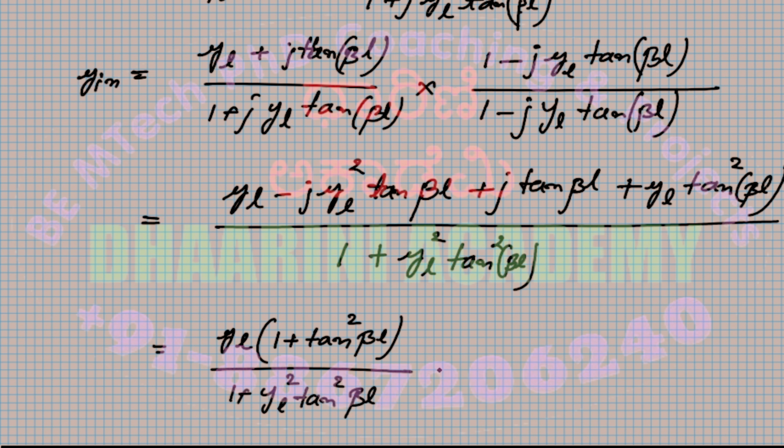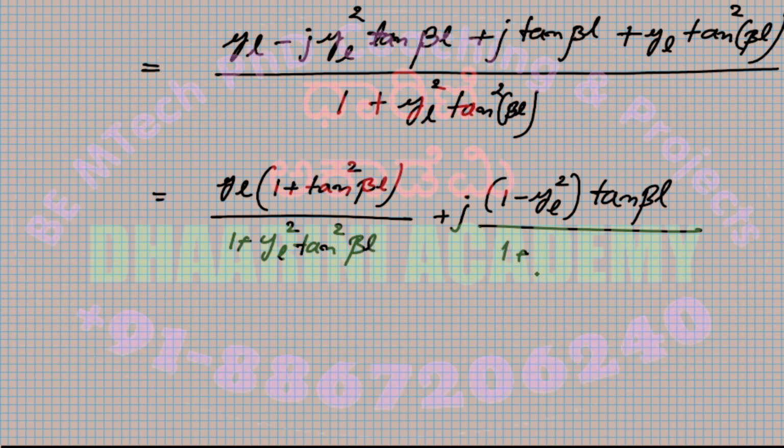Then let me separate the complex term here. That is plus j into, take the j out, 1 minus YL square into tan beta L, whole divided by the denominator, 1 plus YL square tan square beta L. Are you okay with this? This is the Y in. I want to compare this Y in as some G dash plus j times B dash, where G dash is the conductance and B dash is the susceptance.